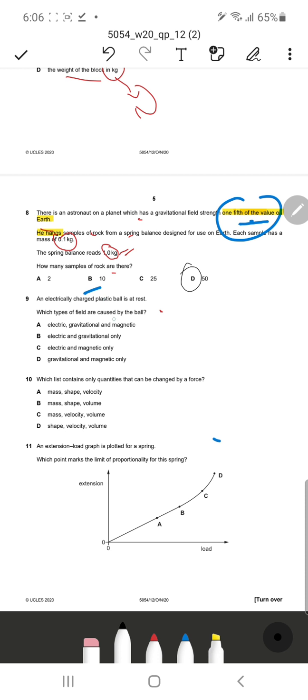Let's see question number 9. It says an electrically charged plastic ball is at rest. Which type of field is caused by this ball? So it says electrically charged plastic ball.